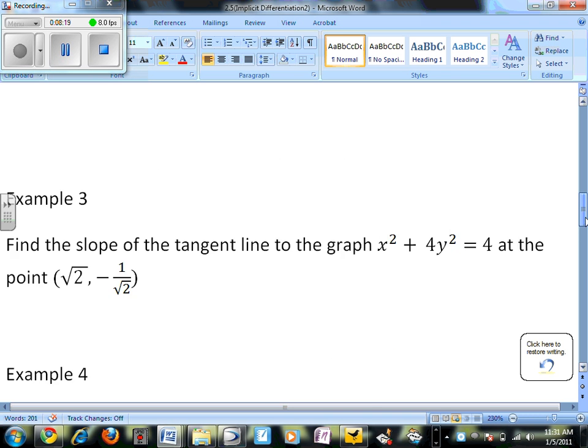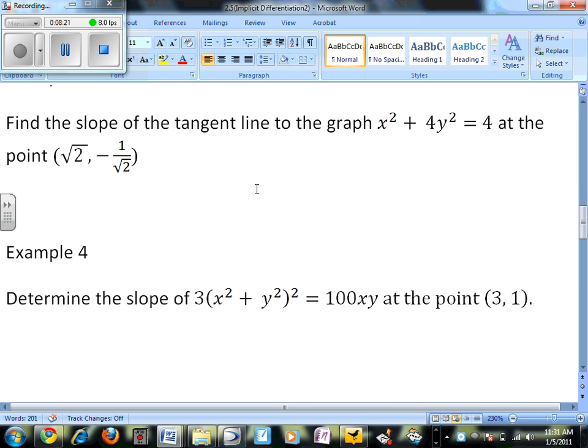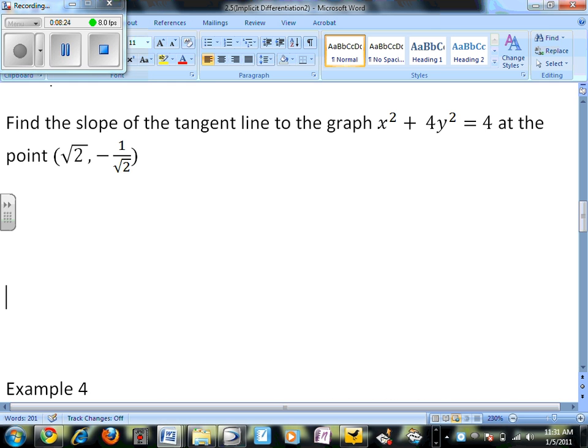Our next one. Find the slope of the line tangent to the graph of x squared plus 4y squared equal to 4 at that point. Well, it doesn't change. All right, this is what we did earlier. We just needed an x value when we were in explicit form. When we're in implicit form, we need the y value as well.